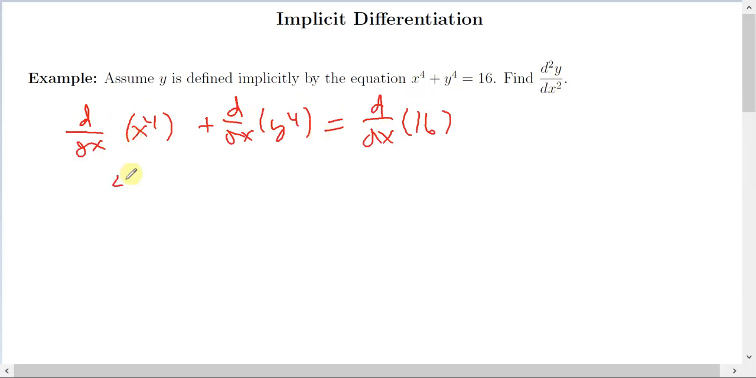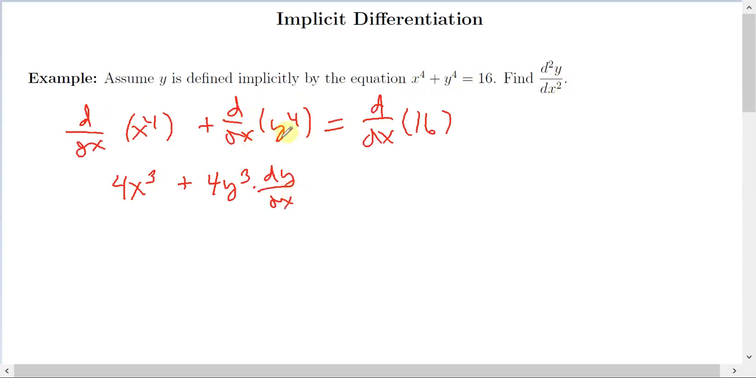Well, the derivative of x to the fourth is 4x cubed. And for the derivative of y to the fourth with respect to x, you have to use the chain rule, the Leibniz version of the chain rule. What that says is take the derivative of y to the fourth with respect to the variable you see, which is y. So here it is, 4y cubed, then multiply by dy/dx.